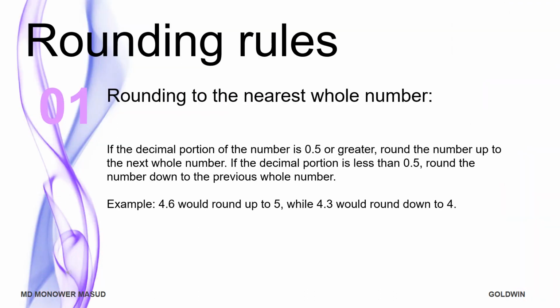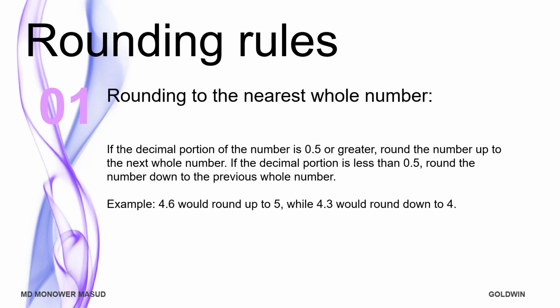Rounding Rules. Now, let's discuss some rules for rounding numbers. These rules depend on the digit being rounded and the following digit. For example, if the digit following the one you want to round is 5 or greater, you round up. If it's 4 or less, you round down. Let's look at an example.